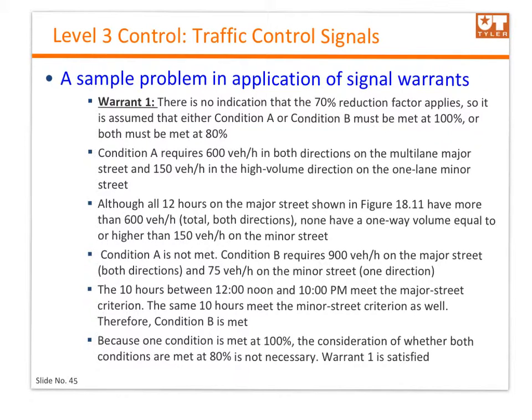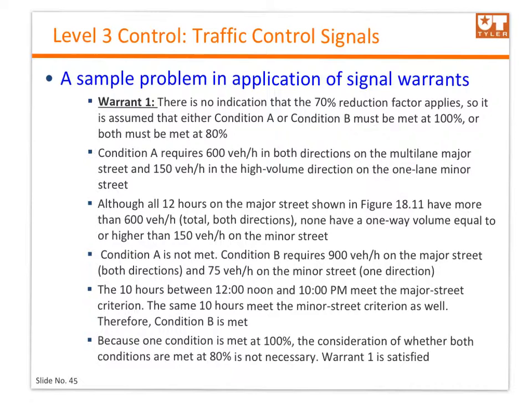Therefore, condition A is not met. Condition B requires 900 vehicles per hour on the major street and 75 vehicles per hour on the minor street. The 10 hours between 12 noon and 10 p.m. meet the major street criteria. The same 10 hours meet the minor street criteria as well, and therefore condition B now is met.